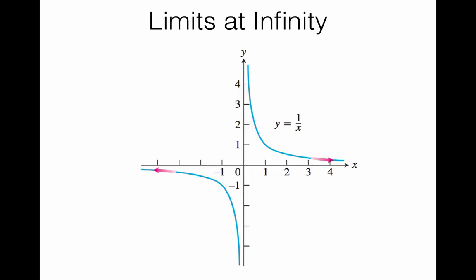Look far to the right on this graph. It appears that the graph is getting lower and lower and closer to height 0 as x grows very, very large. So in fact, we would write the limit of 1 over x as x approaches infinity equals 0. And to the left, we see that the function's values are getting very close to height 0 again as x gets very, very large negative. So we would write the limit of 1 over x as x approaches negative infinity equals 0.